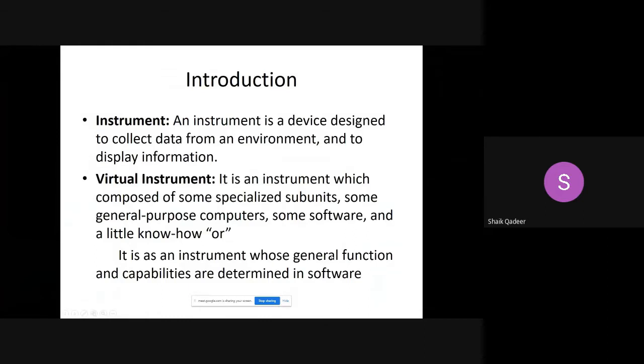The introduction to virtual instrumentation. As I told you, the first thing I am going to give you is introduction to virtual instrumentation. Before virtual instrumentation, let us recap what is instrument. An instrument is a device designed to collect data from environment and to display.